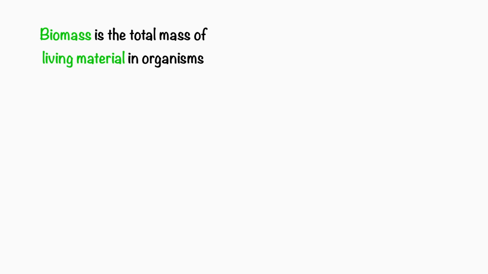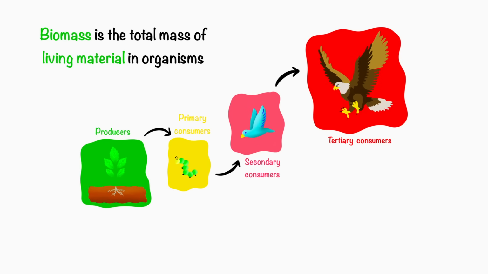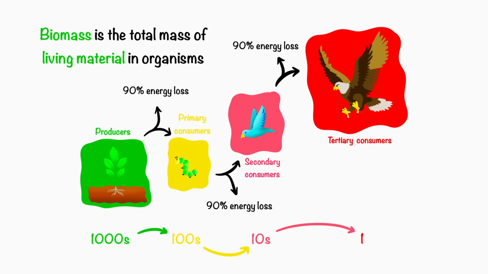Biomass is the total mass of living material in organisms. This biomass transfers through food chains when organisms consume other organisms. However, biomass transfer between trophic levels is startlingly inefficient, with only about 10% passing to the next level. This means 90% of biomass is lost at each transfer, a staggering amount of waste.